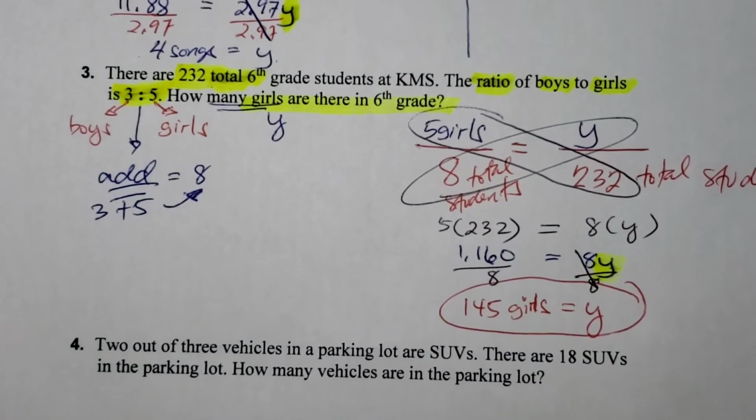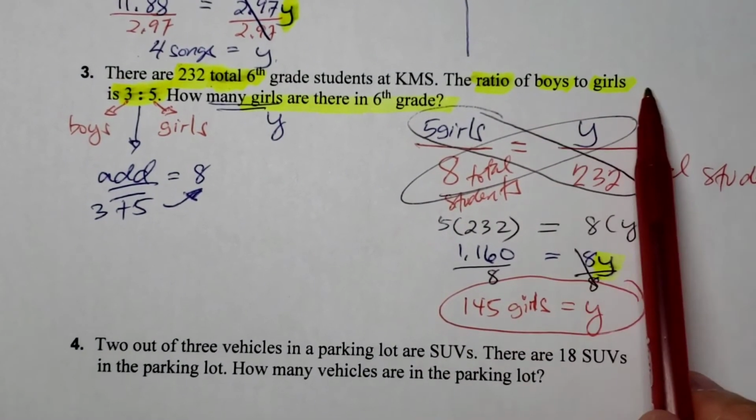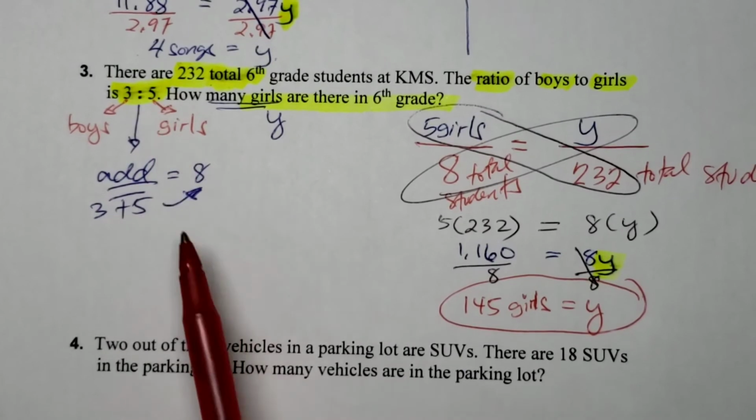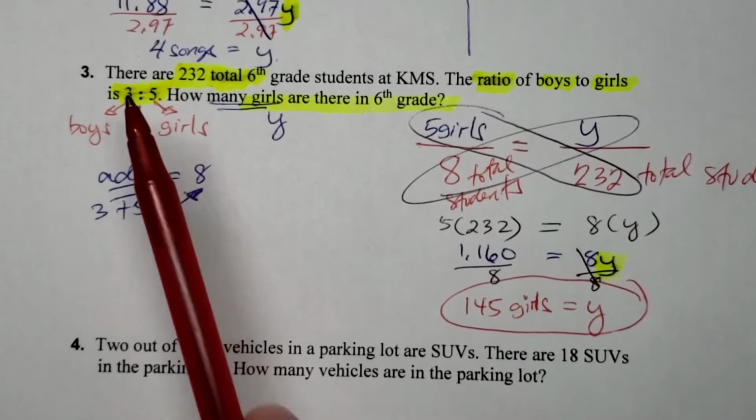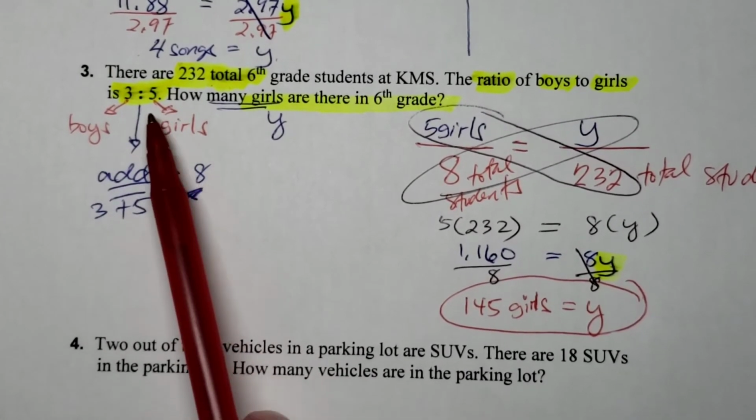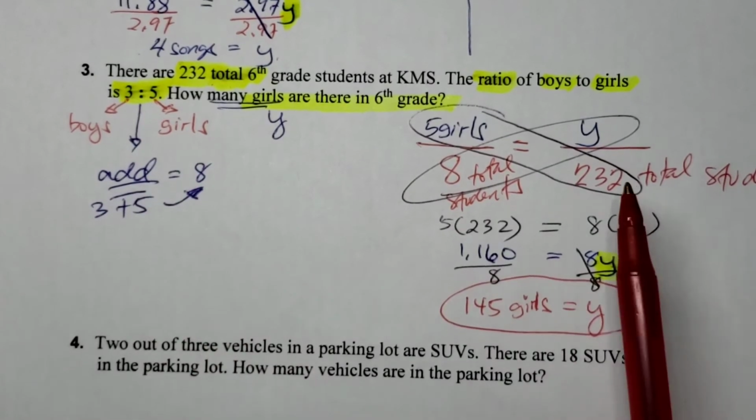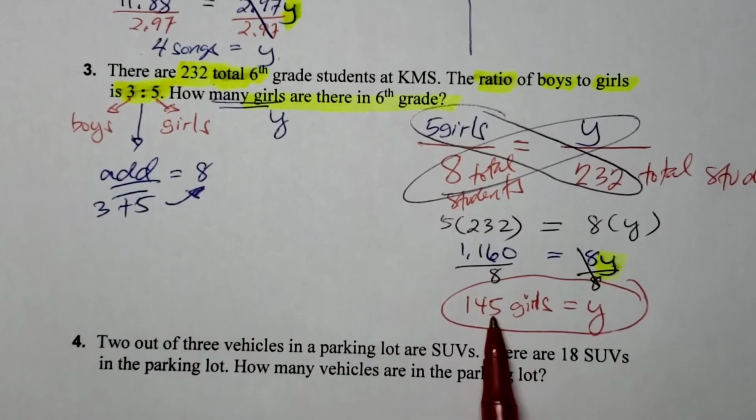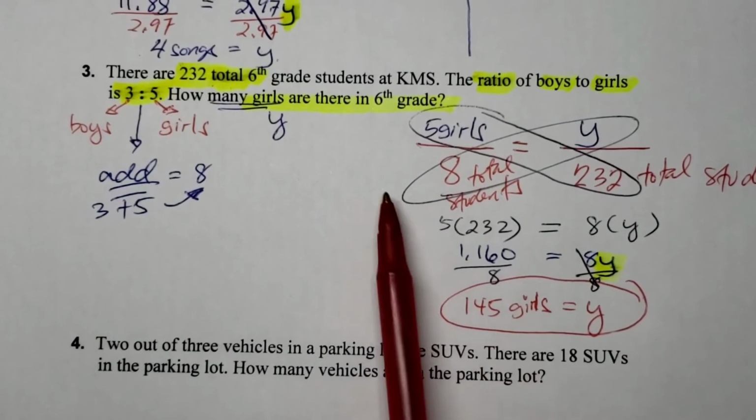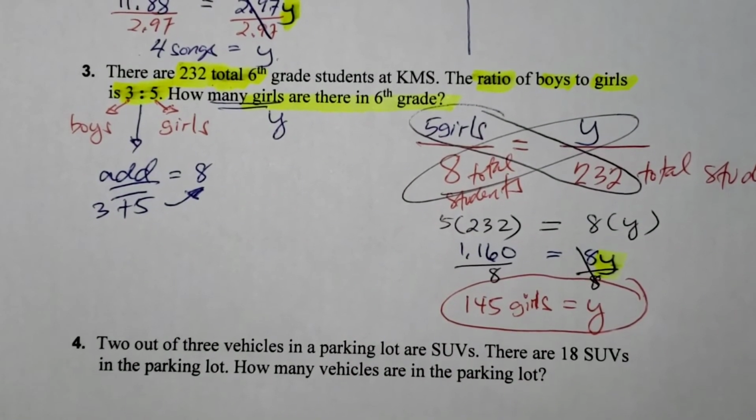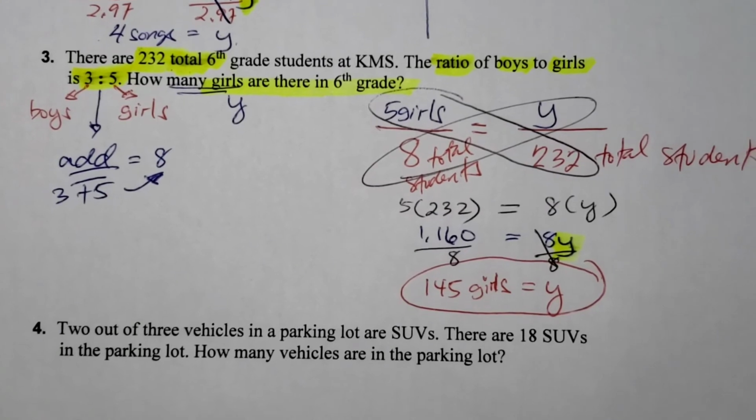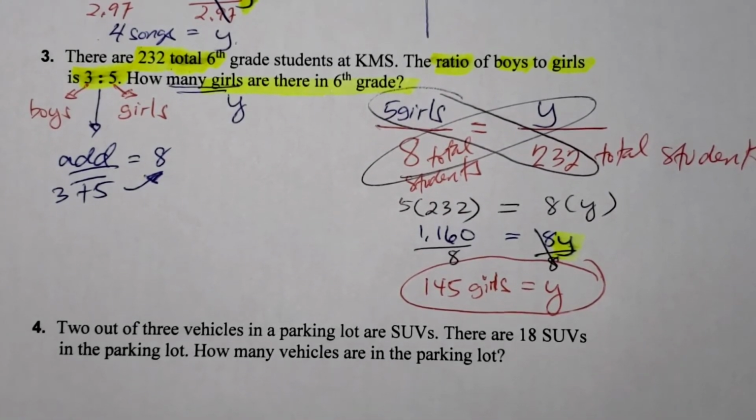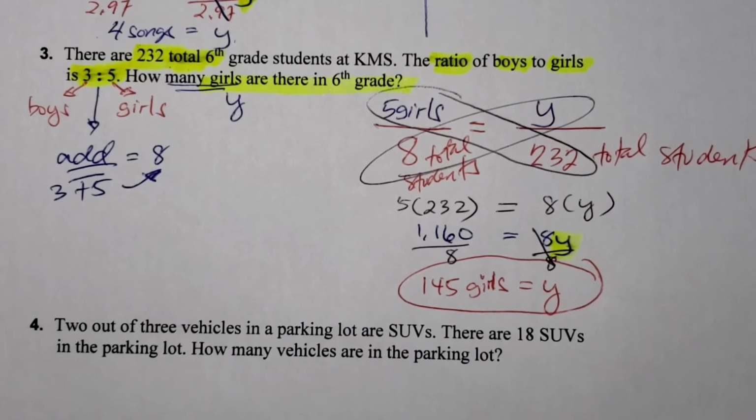Okay, so for the ratio of boys to girls, 3 to 5, that means for every 8 students, there's 5 girls in there. If we have 232 total 6th graders, there will be 145 girls in 6th grade. Hope that's clear. If it's not clear, please write a comment on the Google Classroom comment section so I can help you out. Okay?